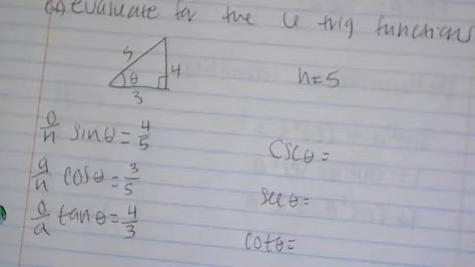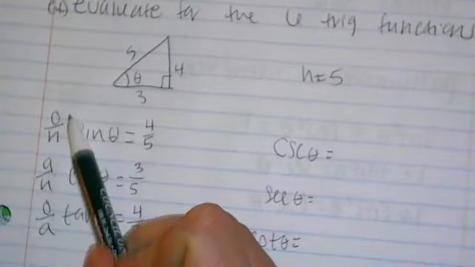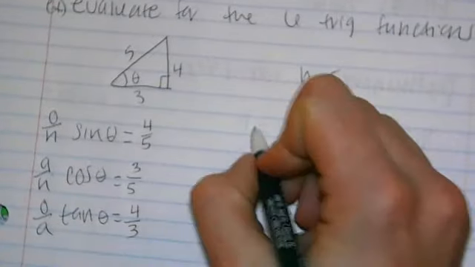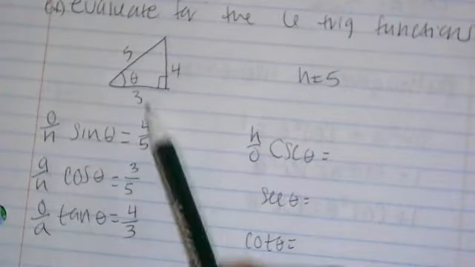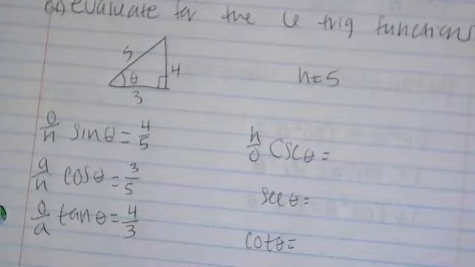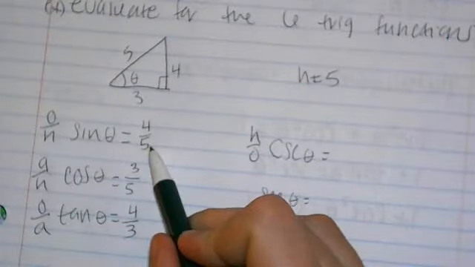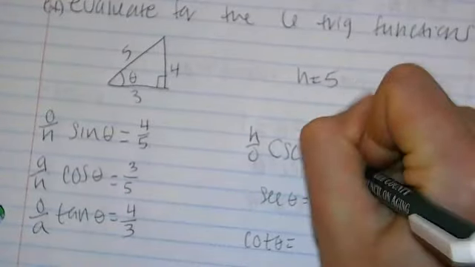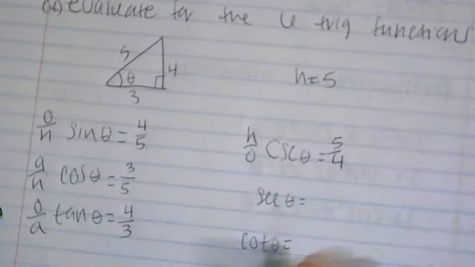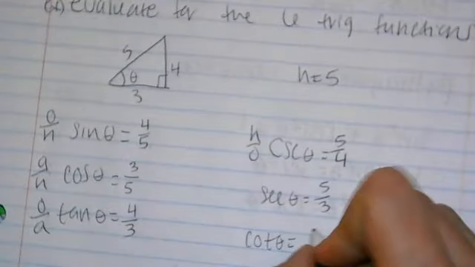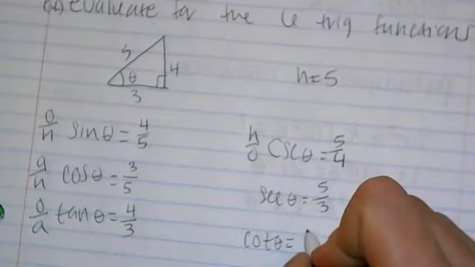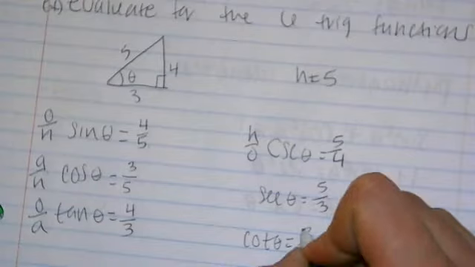And keeping it going. For the rest of these, now we're going to take this saying and just flip it. So now this is h over o. So essentially, you don't even have to go back to your triangle. All you have to do is take this fraction and flip it. So 5/4. Take this fraction and flip it. 5/3. Take this fraction, flip it. 3/4.